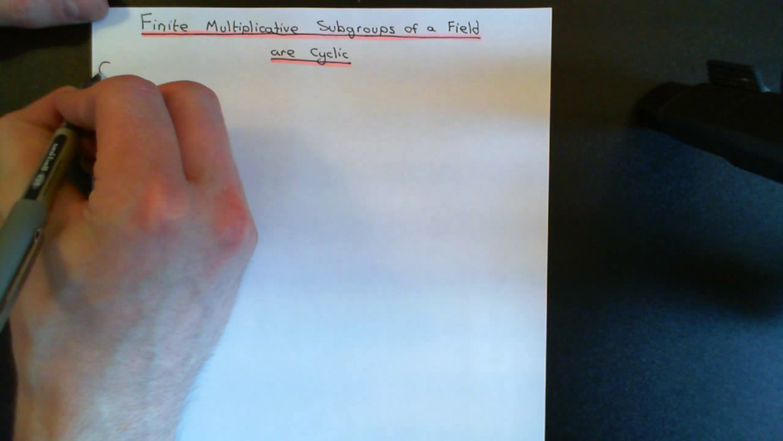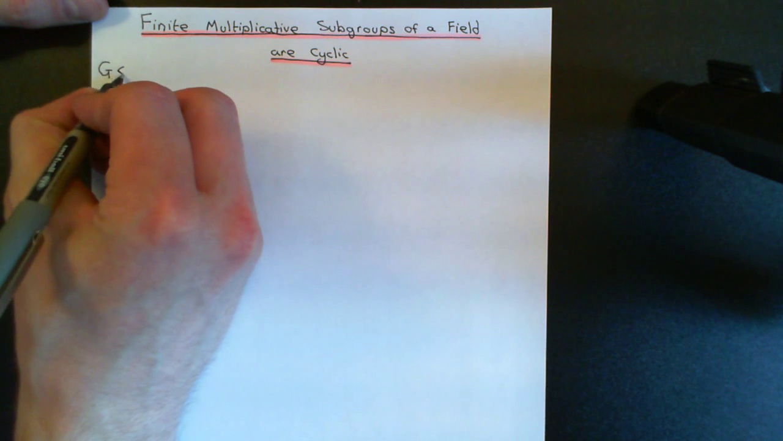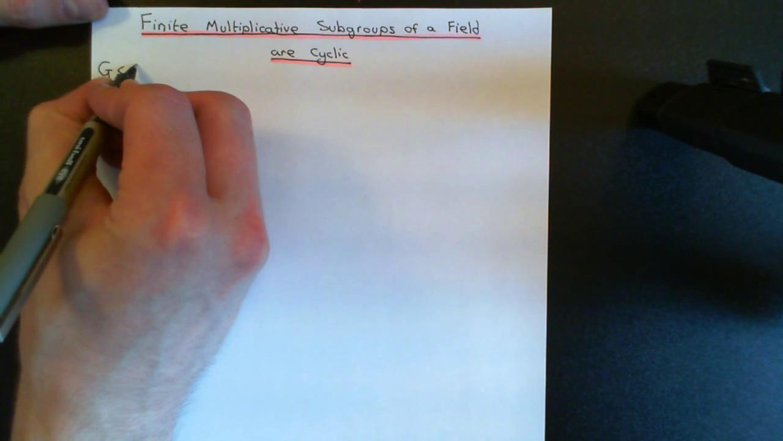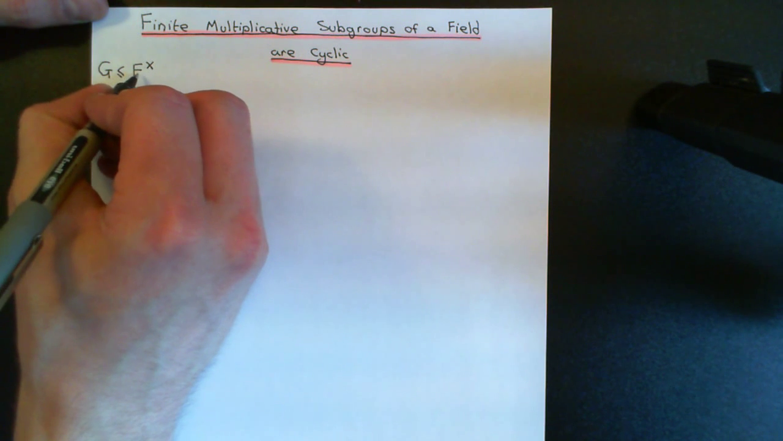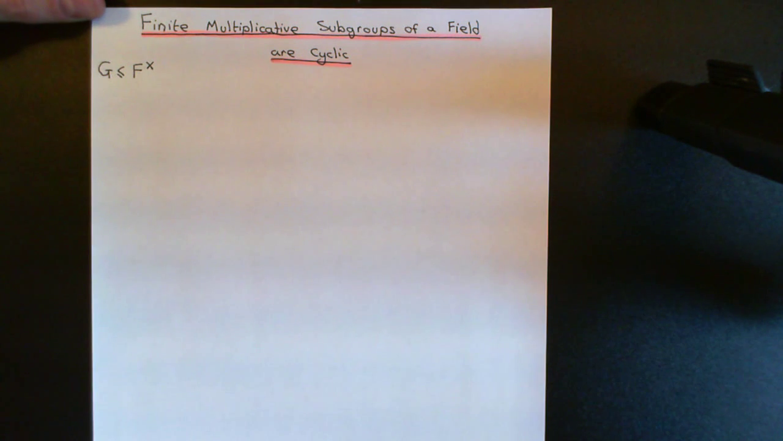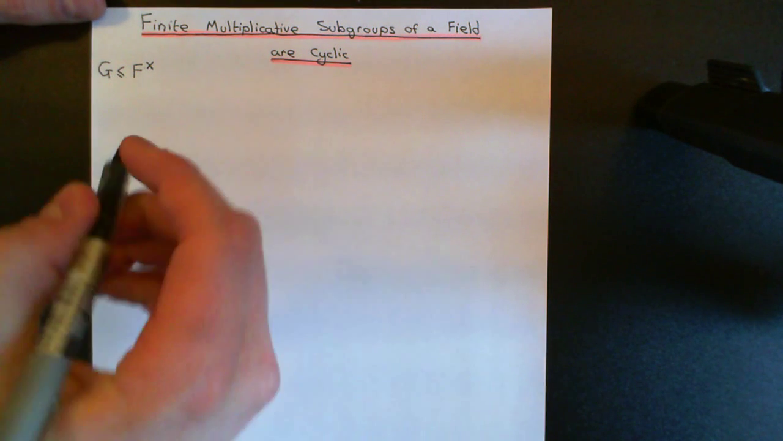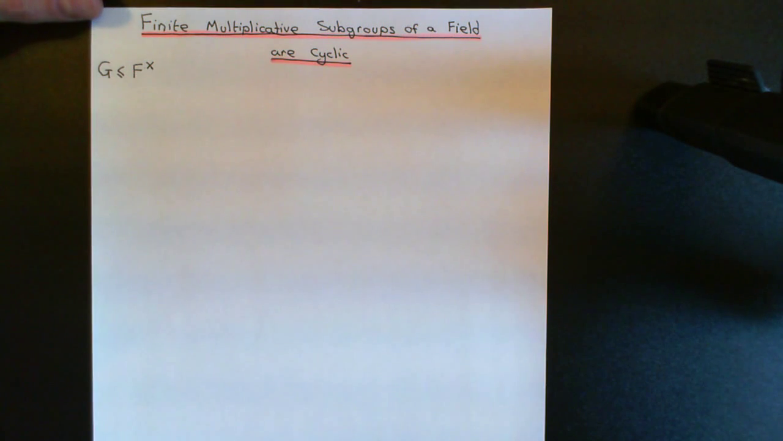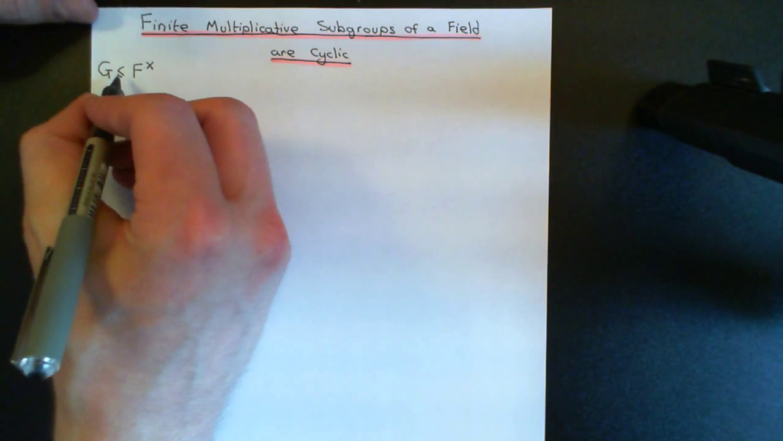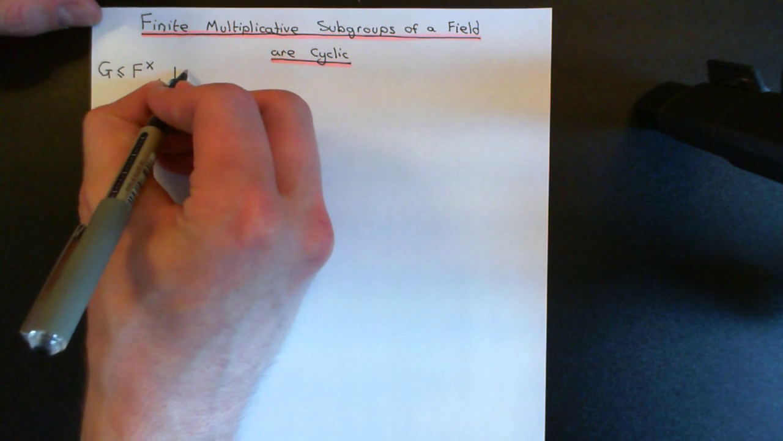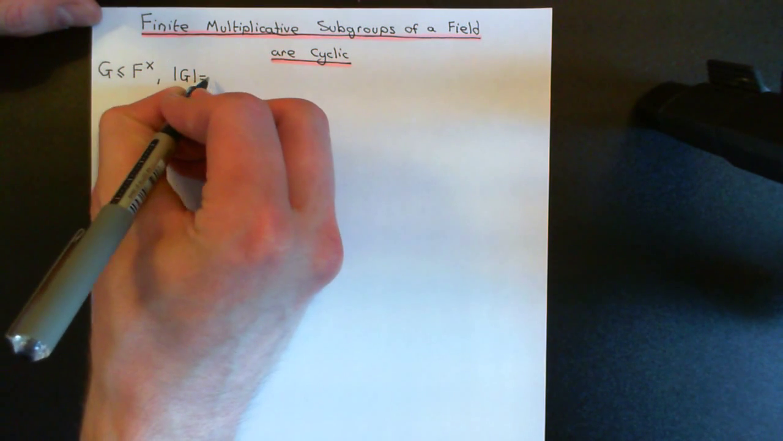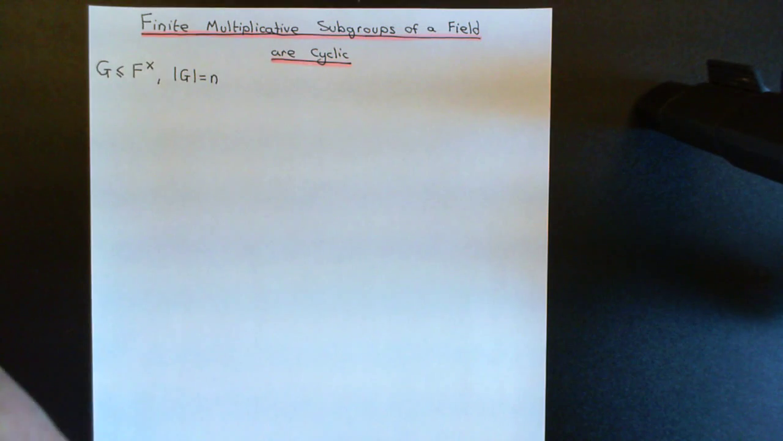Let's say that G is some subgroup of the multiplicative group of a field, the group of units of a field. Now, of course, in the case of a field, the group of units is all elements apart from the additive identity, so this will actually contain all of the elements of the field except 0. Okay, so G is a subgroup of the group of units of a field, and we're also going to assume that the order of G is some finite natural number, which I'll just call n.